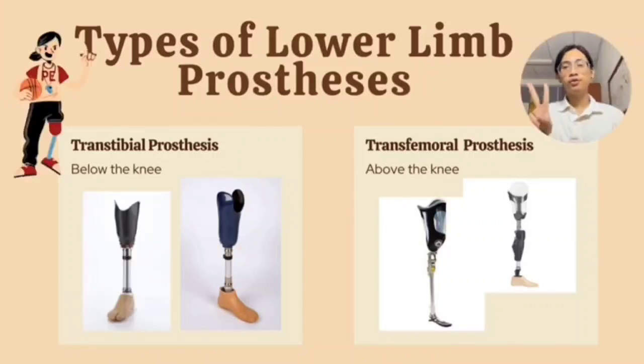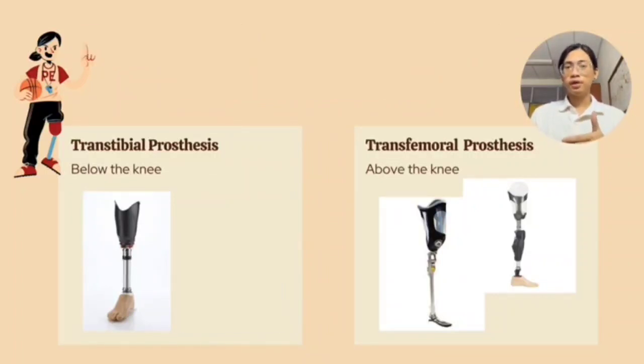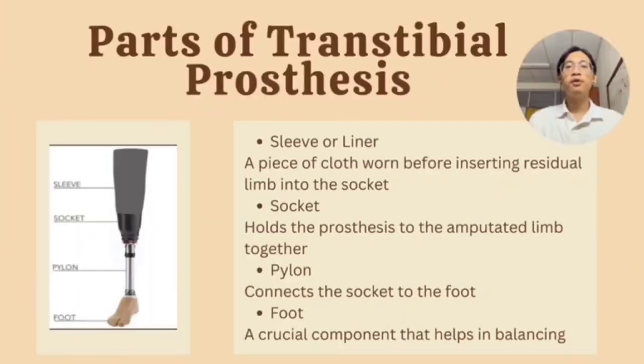Here we have 2 types of lower limb prosthesis. Firstly is the transtibial prosthesis, which is below the knee. That means that the prosthetic leg is attached to the residual limb below the knee. The other type is the transfemoral prosthesis above the knee, which means the prosthetic leg is attached to the residual limb above the knee. Now I will be explaining about the parts of the transtibial prosthesis.